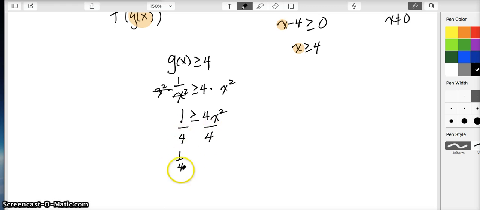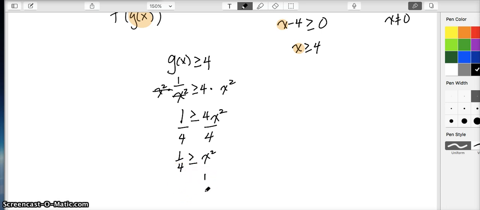So 1/4 has to be greater than or equal to x squared. To solve for x, I need to take the square root of x squared, and I must do something special. I can't just say that I know for a fact that this x value started off as positive. It could have been negative. So I can't just say that the square root of x squared is going to give me 1/2.